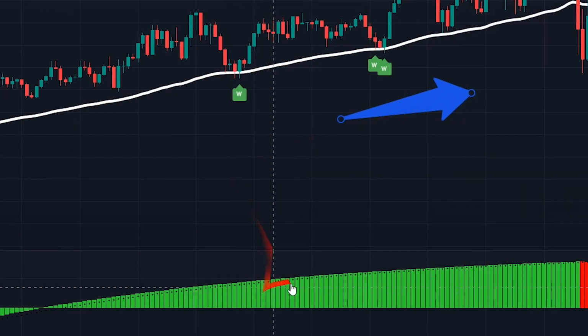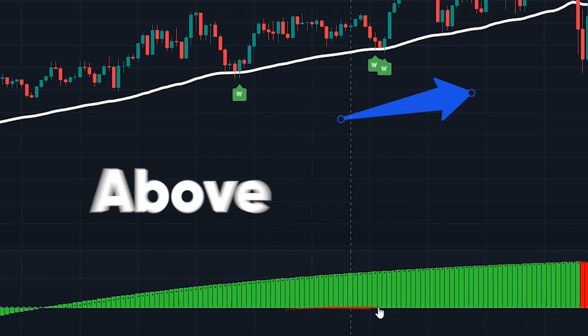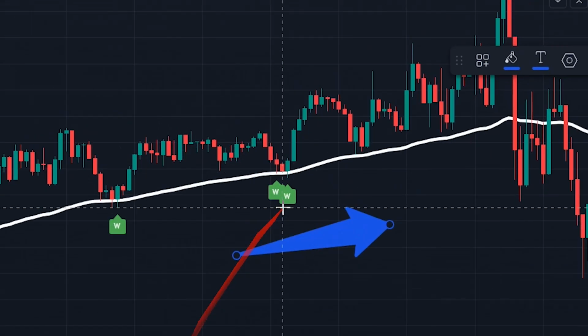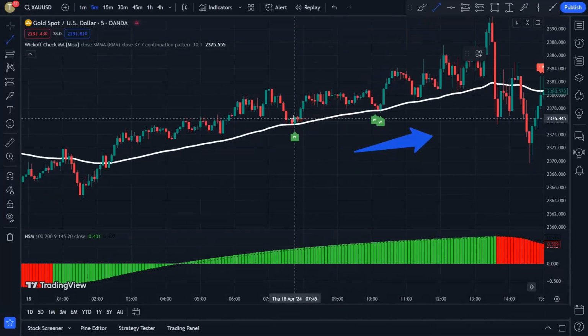Now we just need to go to the MACD indicator and make sure that the columns of this indicator are green at this point and above the zero line. If all the conditions I mentioned are correct, we understand that we have found a suitable entry point for the trade.